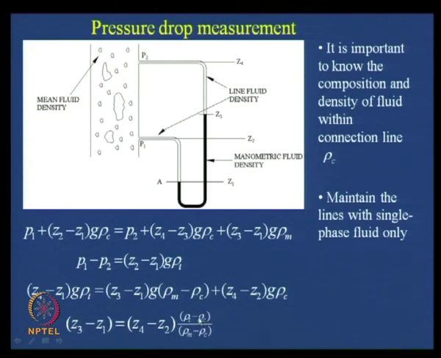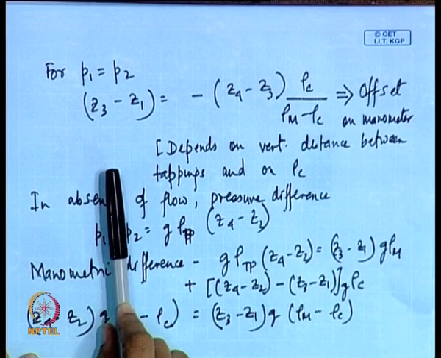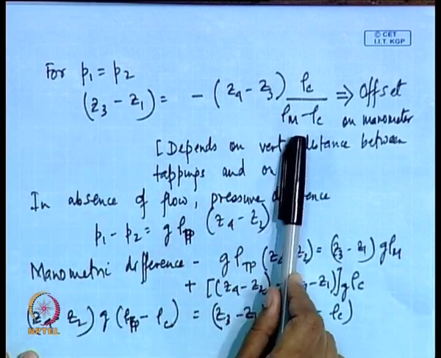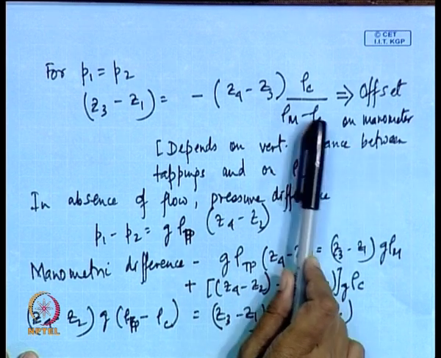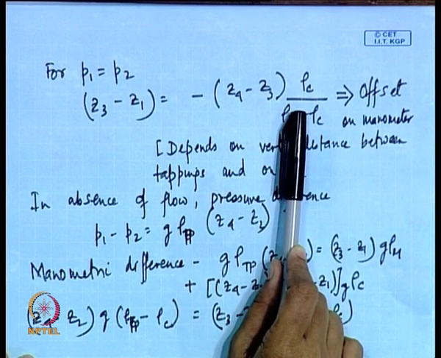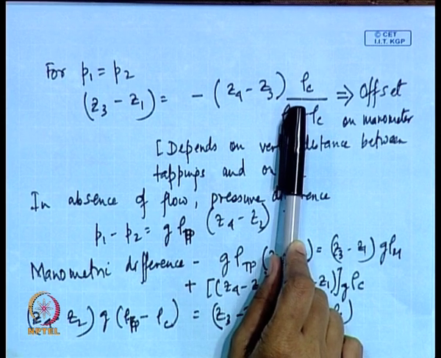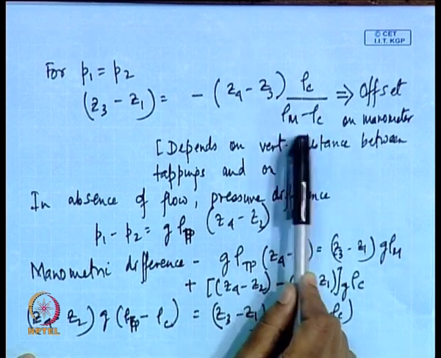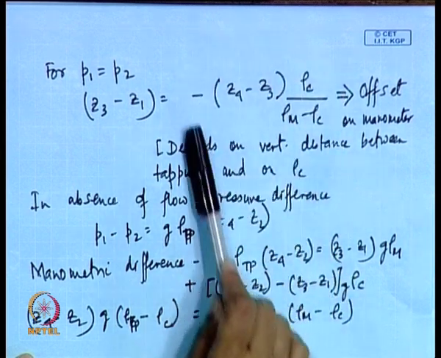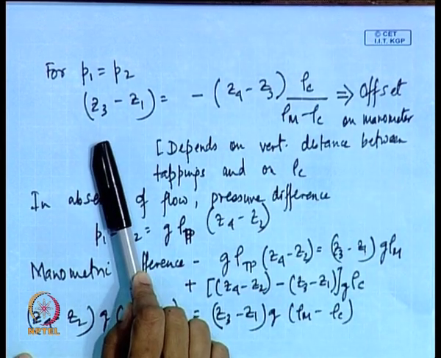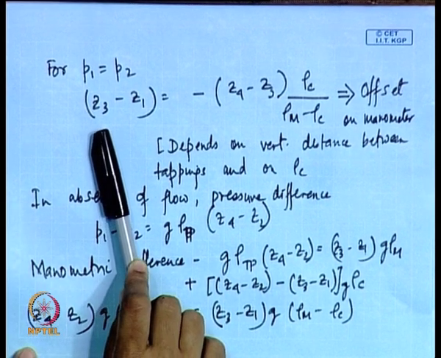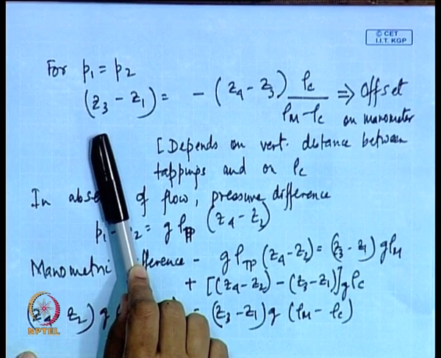No, this is wrong, I do not have that expression, very sorry, this is the expression. For P1 equals P2, this is the offset. We find the offset depends on rho c. So, if rho c is less, then the offset is going to be less, isn't it? If rho c is less, rho m minus rho c is greater. So, on the whole, the offset becomes less. If the offset becomes less, then we can measure lower and lower pressure drops. Number 1.